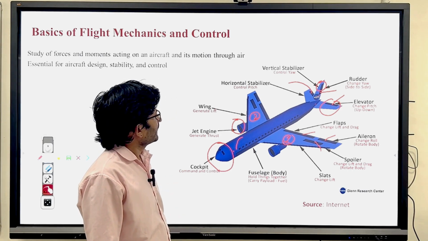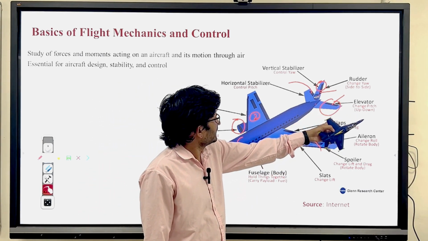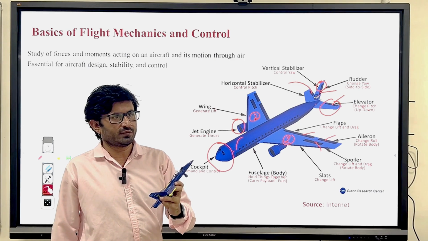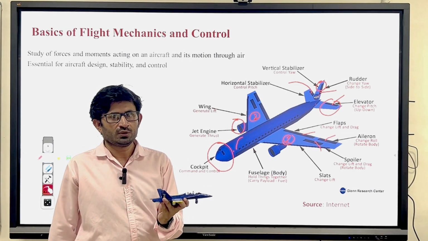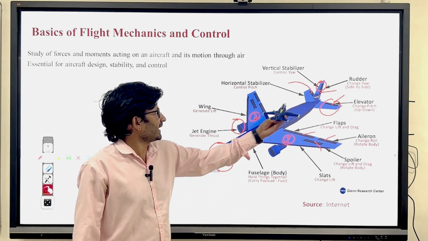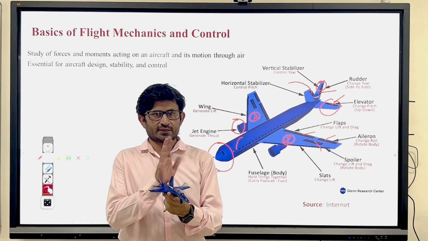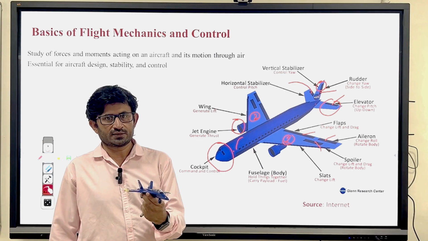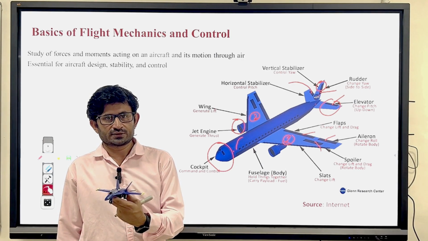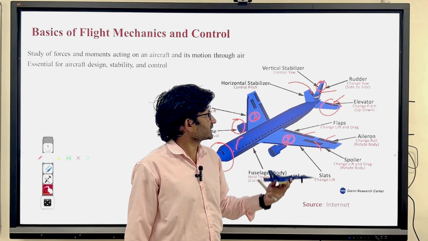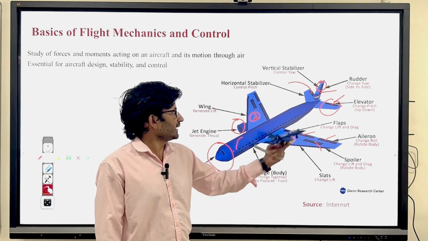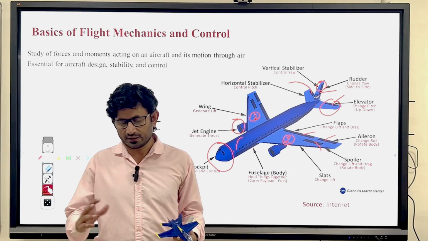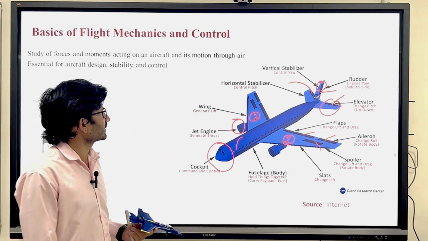And this elevator will provide you the pitch control. When you deflect the elevator up, the plane will go up, and if you deflect the elevator down, it will go down. Similarly for the rudder, when you deflect the rudder in this direction, the aircraft will try to yaw in this direction, and when you deflect the rudder in this direction, it will go in this direction. So the rudder will provide you the directional control, the elevator will provide you the longitudinal control, and the aileron will provide you the lateral control. In detail we will discuss this in the aircraft stability and control part of this course.